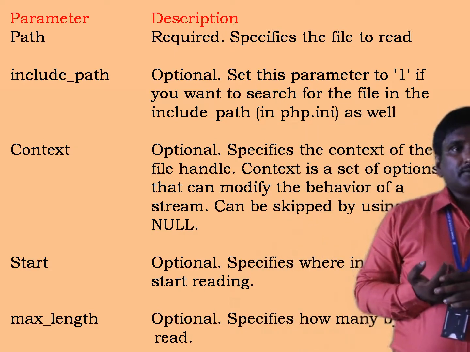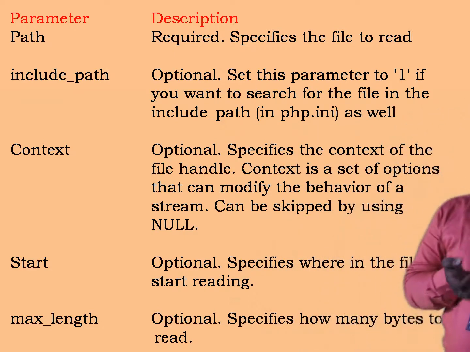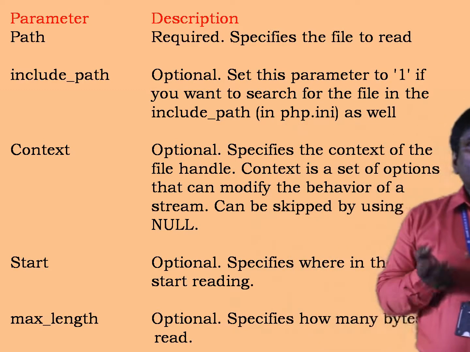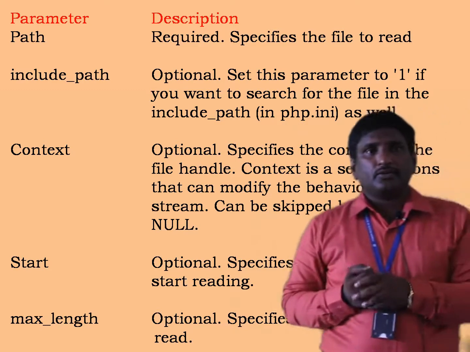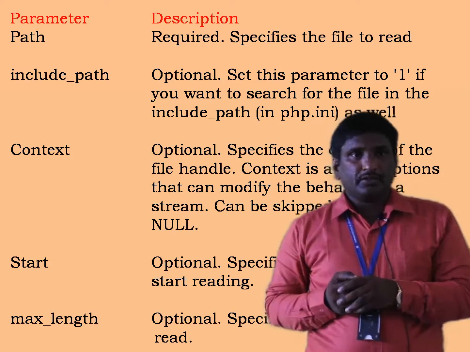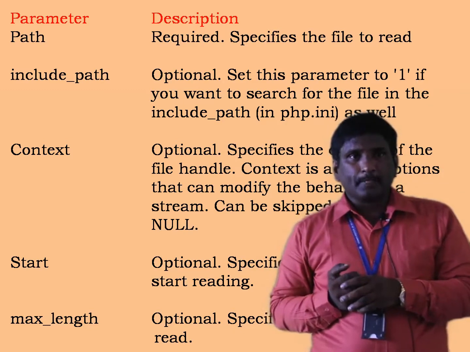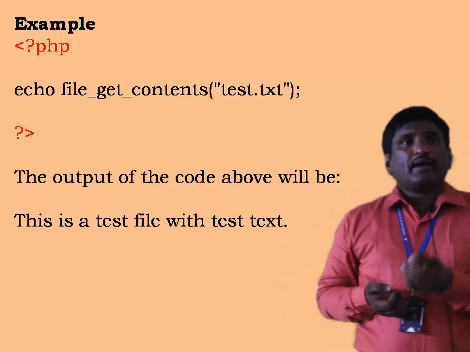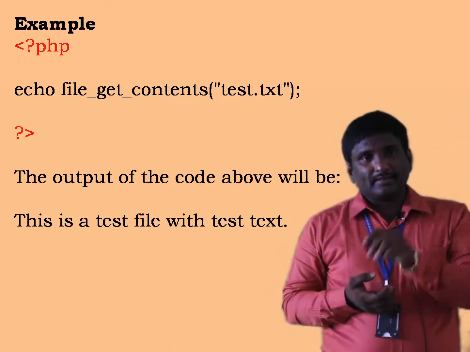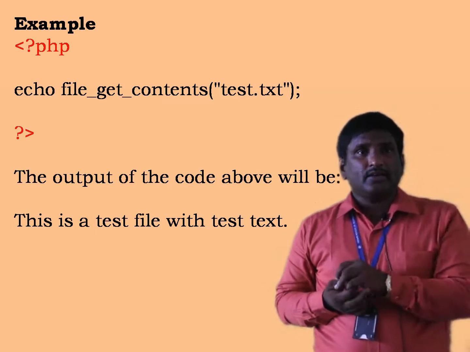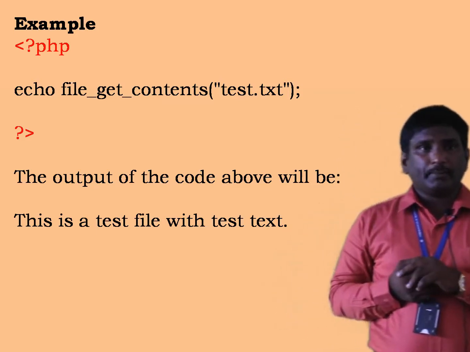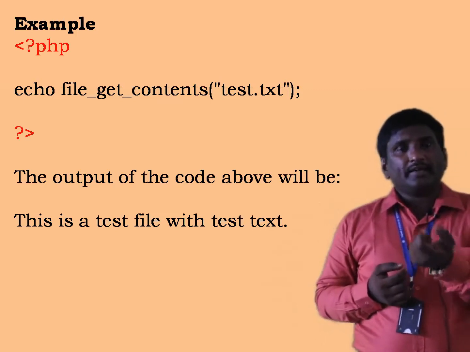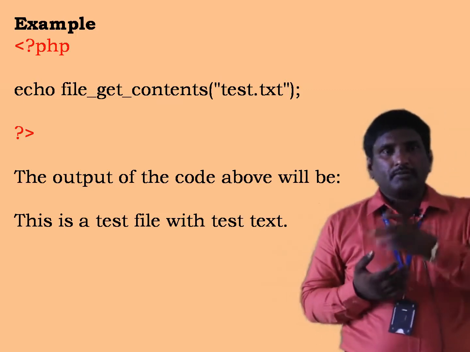Start is optional and specifies where in the file to start reading. Maximum length is optional and specifies how many bytes are to be read. So in this way we can use this function. Okay, this is an example: file_get_contents on test.txt. The output will be, this is the test file. Whatever the content is, it will be displayed on the browser.